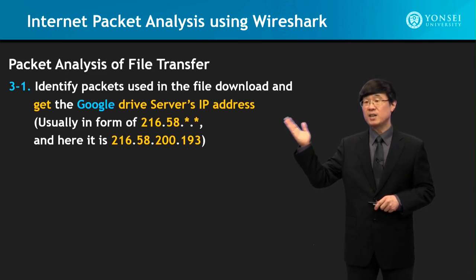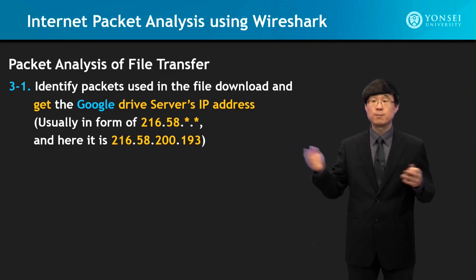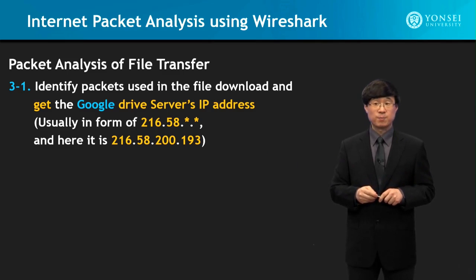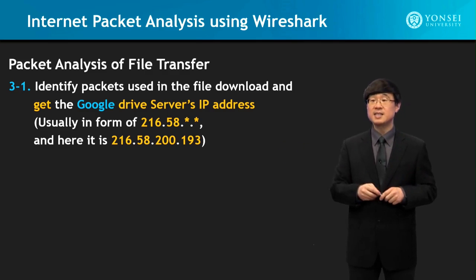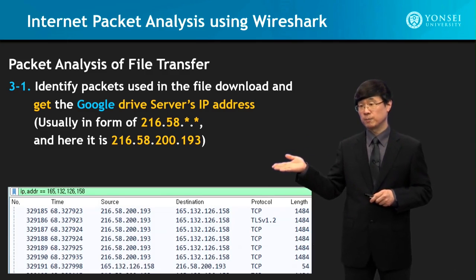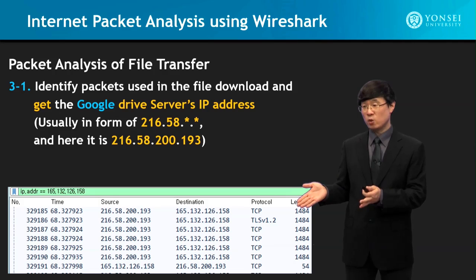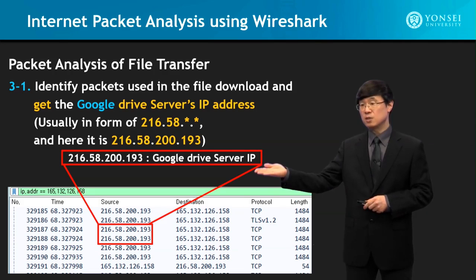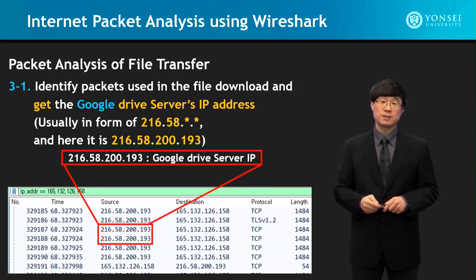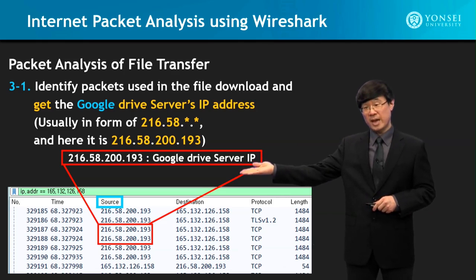Then we're going to identify packets used in the file download and get the Google Drive server's IP address. And as you can see, normally it's in the form of 216.58.something.something, and in this case you can see the address ends with 200.193. Now, in the Wireshark window, you can see that right down there. And this is the Google Drive server's IP address. And you can see that it's indicated under the source address.